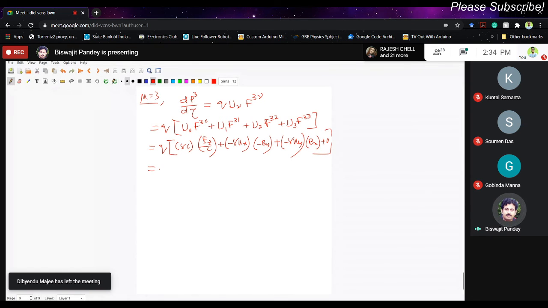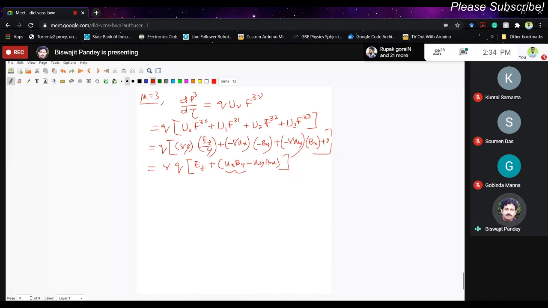So finally you have, again we take gamma outside, so gamma times q, and we have Ez plus uxBy minus uyBx, and this is nothing but the z component of u cross B. So gamma times q, Ez plus (u cross B) z component. This is the third equation.